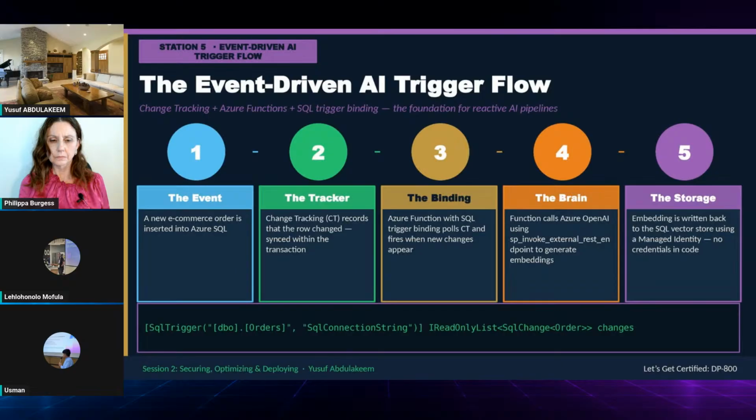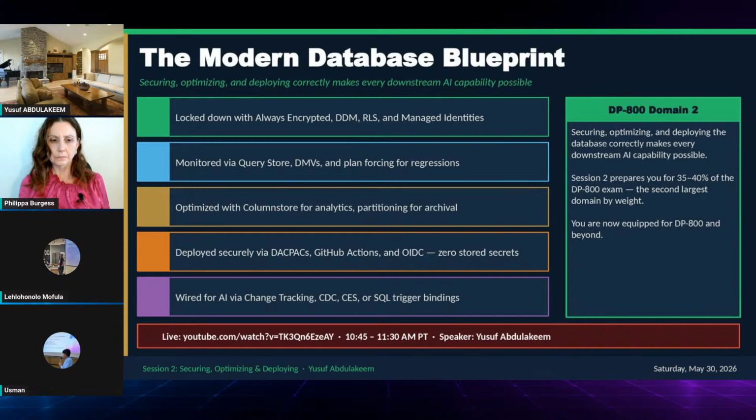So this is a typical example of the query. So the modern database blueprint. DP-800 is locked down with Always Encrypted, DDMs, RLS, and managed identities. Then it is monitored via Query Store, DMVs, and plan forcing for regressions. It's also optimized with columnstore for analytics and partitioning for archival. It is also deployed securely via DACPACs, GitHub Actions, and OIDC, for zero stored secrets. And it is wired for AI via change tracking, CDC, CES, or SQL trigger binding.